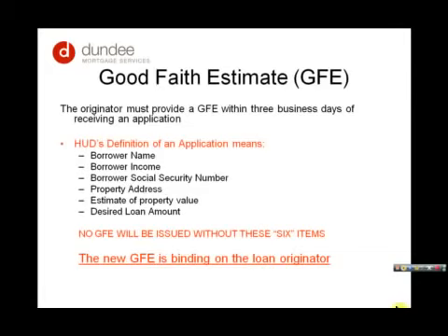Now, as a loan originator, I must provide a good faith within 3 business days of receiving an application. HUD's definition of an application is borrower name, borrower income, borrower social security number, the property address, estimate of property value, and desired loan amount. Now, without these 6 items, I will not issue a good faith because that new good faith is binding on the loan originator. I have to guarantee my costs and my interest rate.